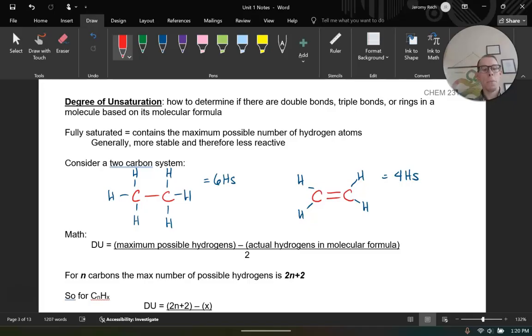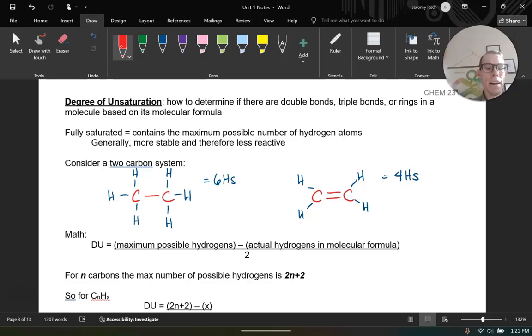So the math part of the degree of unsaturation is we're going to find out what is the maximum number of hydrogens we can put on our normal system. And then we're going to subtract out how many hydrogens there actually are and then divide that by 2. The reason we divide by 2 is anytime you get a double bond or a triple bond or a ring, it's going to be associated with 2 hydrogens. So we're going to divide by 2 just so we're not double counting stuff.